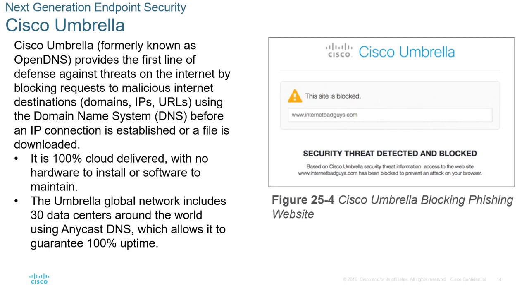We have Cisco Umbrella, which was formerly known as OpenDNS. This provides the first line of defense against threats on the internet by blocking requests to malicious internet destinations. If, for example, the DNS is taking you to a known bad location, Cisco Umbrella, using OpenDNS, blocks those links. They no longer are allowing that link to go through because it has been determined to be a malicious link. It's 100% cloud-delivered with no hardware or software to install. The Umbrella Global Network includes 30 data centers around the world, and it allows for 100% uptime. Essentially, they bought OpenDNS so that they could run OpenDNS.